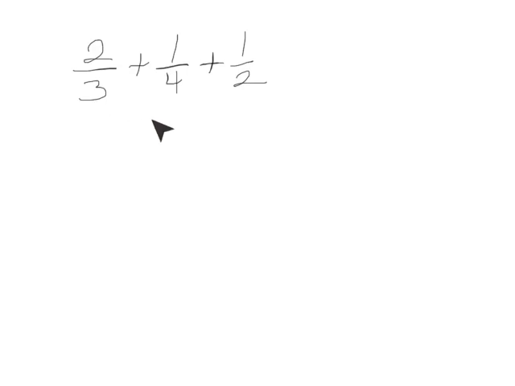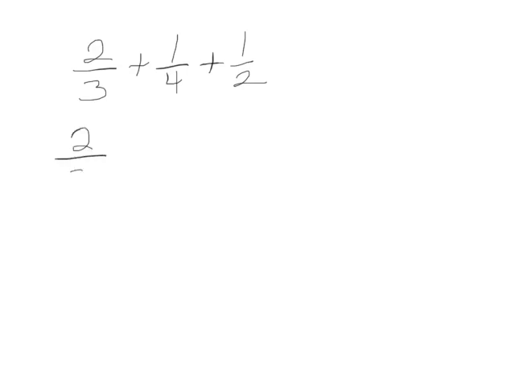This problem has 3 add-ins. We have 2/3, 1/4, and 1/2. We need to get a common unit so that I can add them together. I know that 3 and 4 would both go into 12. 3 times 4 is 12. 2 also divides into 12. So 12 will be my denominator.